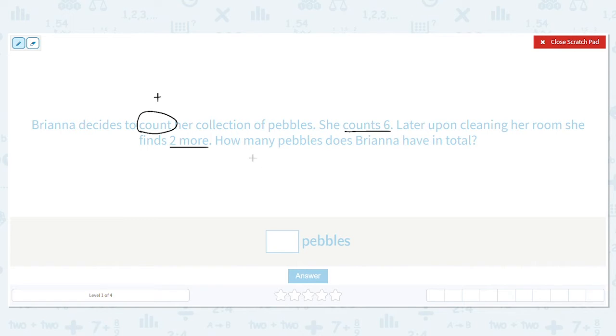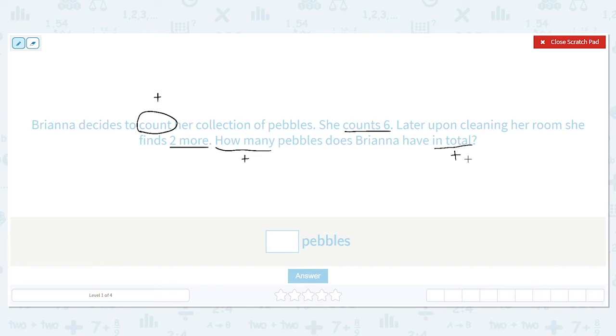There are several phrases here that hint at addition as well. Do you know any of these phrases or words? How many is one of them. How many means add. If it said how many more, then we would subtract. But just how many means add. And in total means add. I always like looking for these things to help me make sure I'm solving the problem correctly.